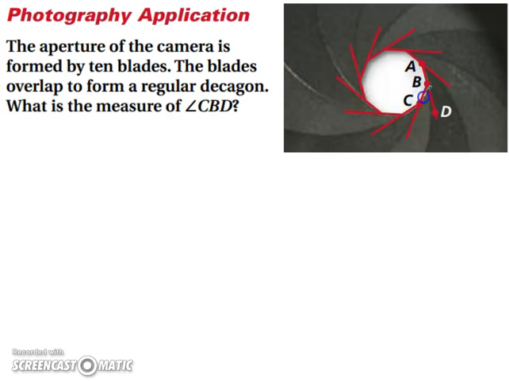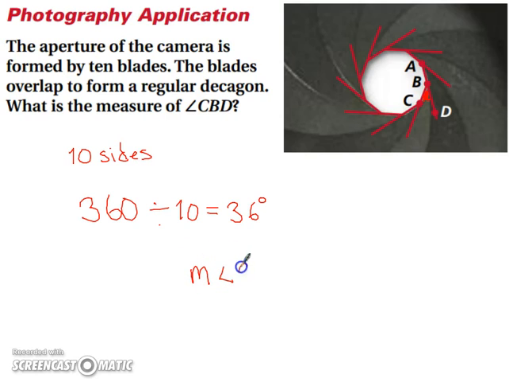CBD is on the exterior, if you look at the diagram off to the right. And you know that it's a decagon, so a decagon has 10 sides. Exterior angles all add up to 360 degrees. So 360 divided by 10 provides you with 36 degrees. So the measure of angle CBD is simply 36 degrees. That ends our video on properties and attributes of polygons.